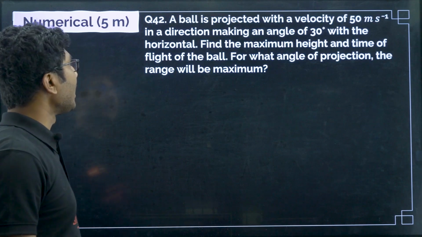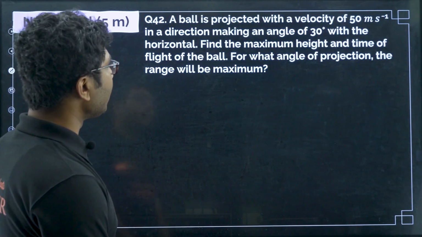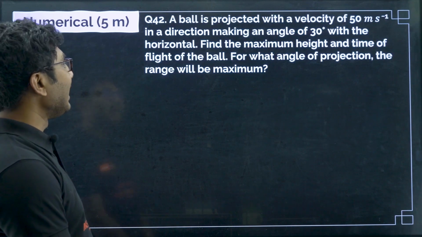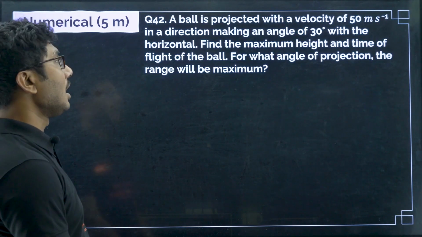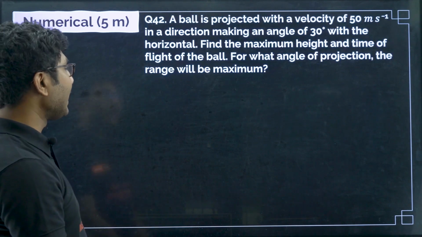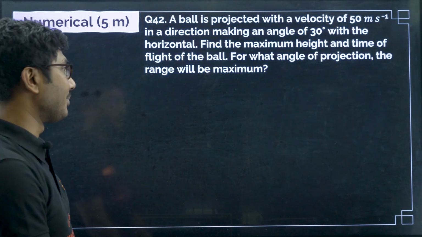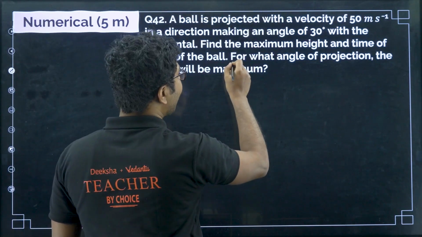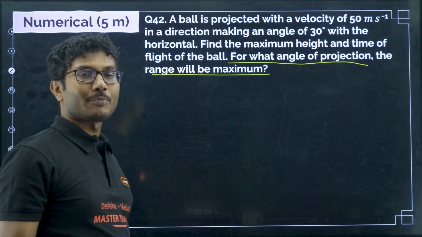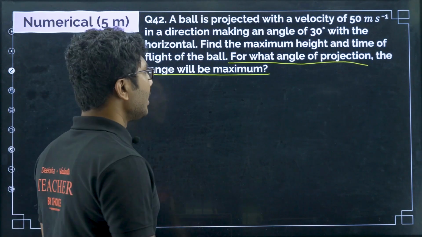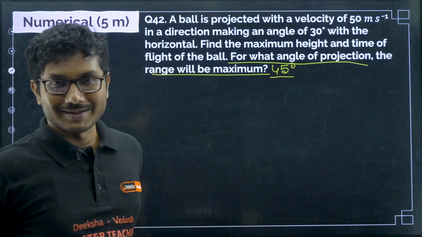Now, let us move on to the 5 marks numerical questions. A ball is projected with a velocity of 50 meter per second in a direction making an angle 30 degree with the horizontal. Find the maximum height and the time of flight of the ball. For what angle of projection the range will be maximum? Even if you do not know the answer, the final answer is easy to know: range is maximum for angle of projection 45 degrees. This is the first part that we will answer.